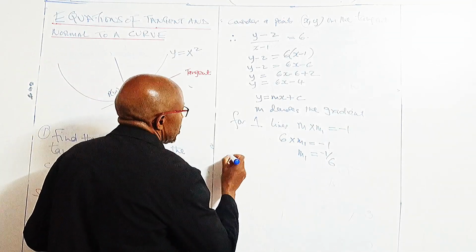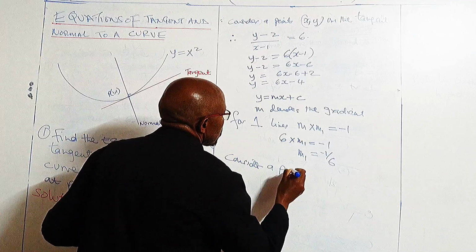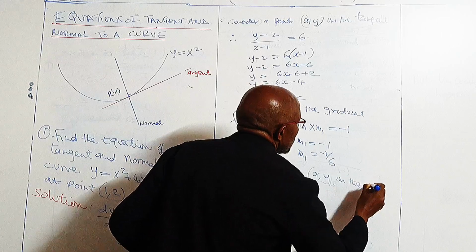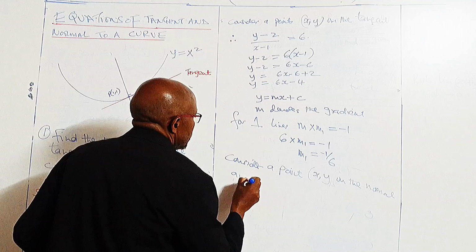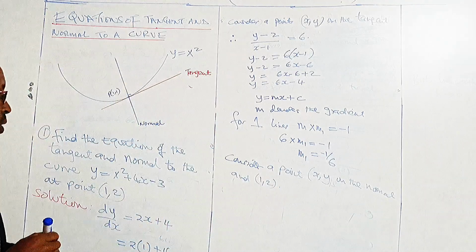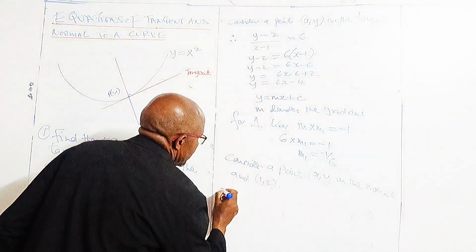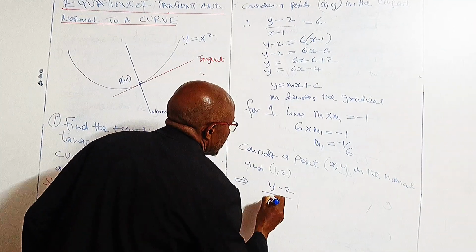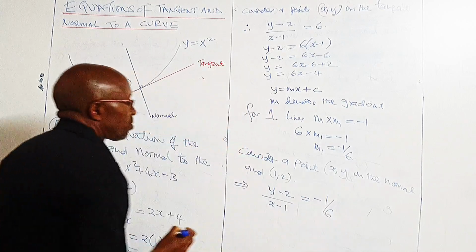Consider a point (x, y) on the normal, and (1, 2). It will follow now that the change in y over the change in x is equal to -1 all over 6.